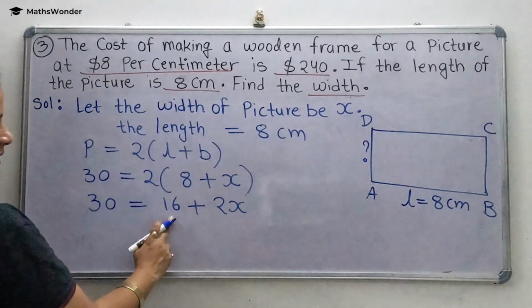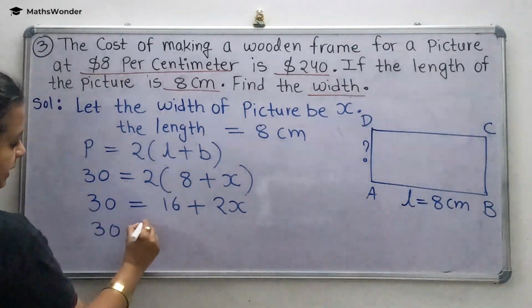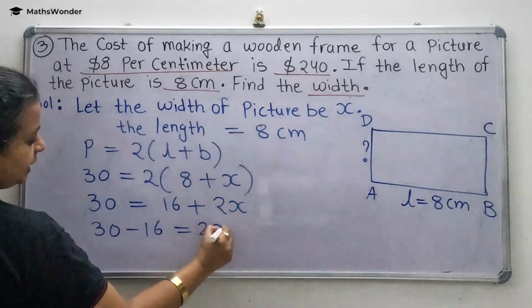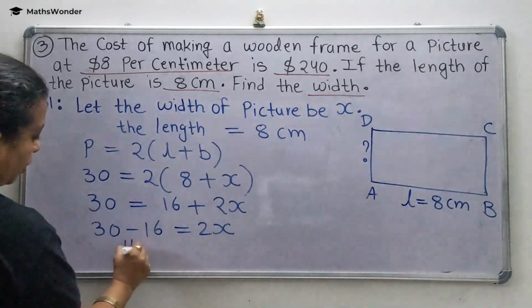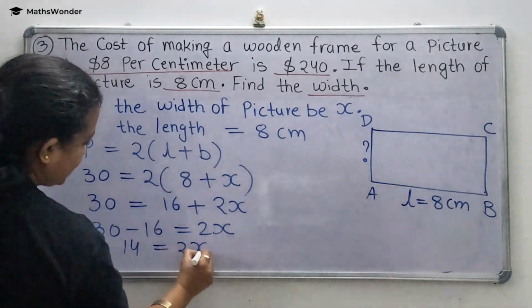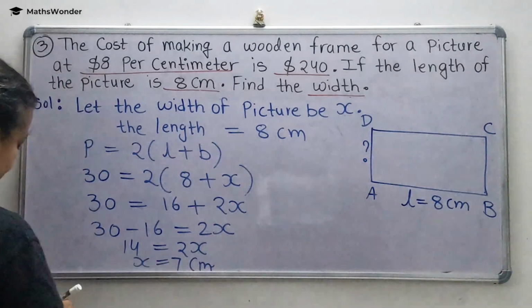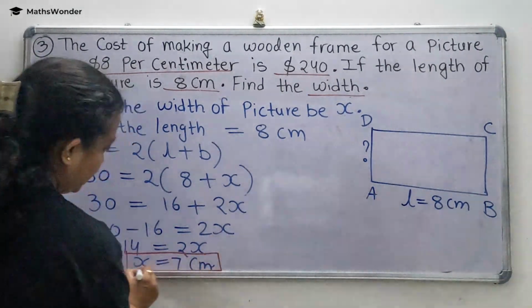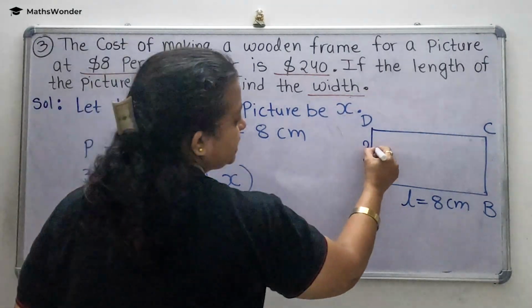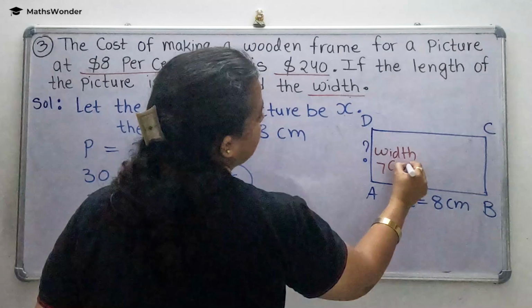2 times 8 is 16. 2 times x is 2x. Now, as you told, 30 minus 16 is 14, right? So 14 is 2x, so x is 7 centimeter, and x is our width. So that means your width is 7 centimeter. So this is your width, and width is 7 centimeter.